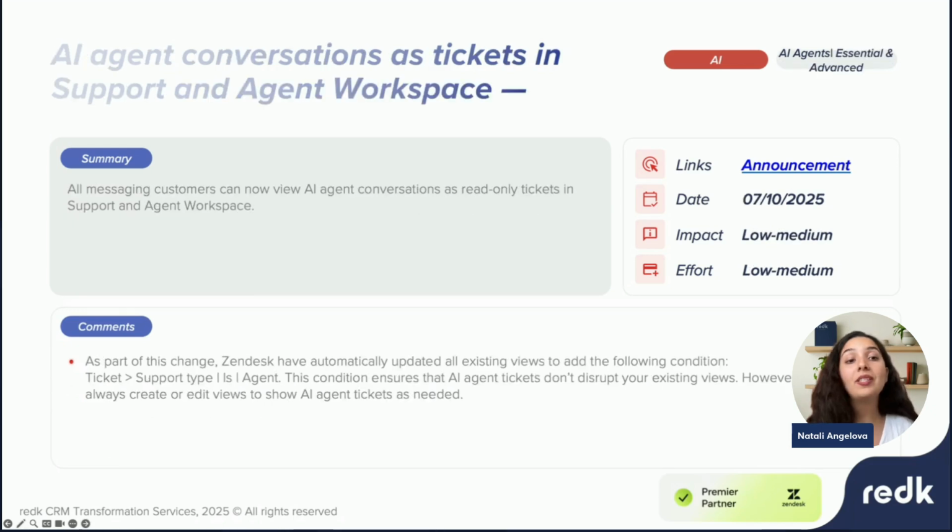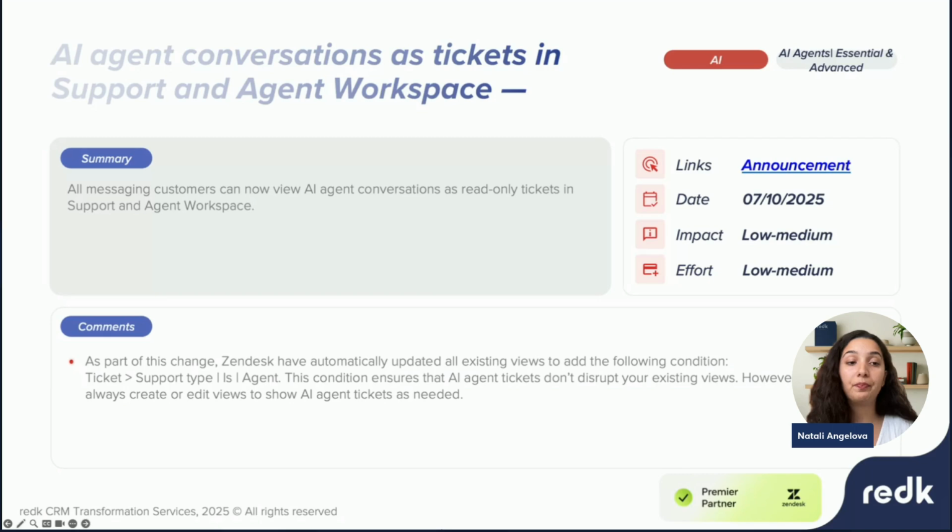Next one, all messaging customers can now view AI agent conversations as read-only tickets in support and agent workspace. Within Zendesk, agents can see the tickets being handled by the AI agent, but they cannot modify or assign it until the AI agent escalates the conversation to an agent. If you want to turn this feature off for now, you can see the guidelines provided in the link of the announcement.